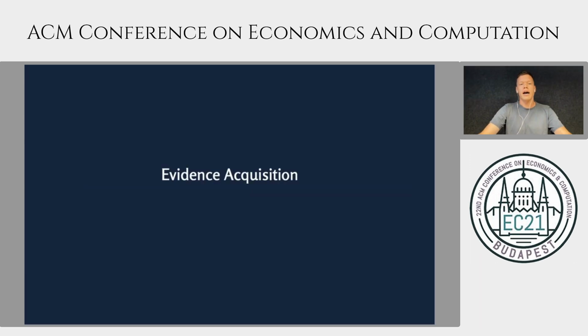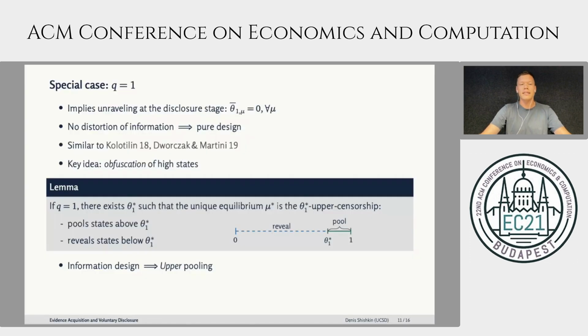Now that we understand how information is disclosed, the question is how it's actually acquired. Let's start with the special case when Q is equal to 1. As I mentioned before, in this case there is unraveling at the disclosure stage due to the fully skeptical receiver. So there is no distortion of information, and the evidence acquisition problem is therefore equivalent to a pure information design problem. Such a problem in similar settings was previously analyzed by Kolotilin and Dworczak and Martini. The key idea here is that due to the distribution of outside options being single-peaked, the sender wants to obfuscate high states.